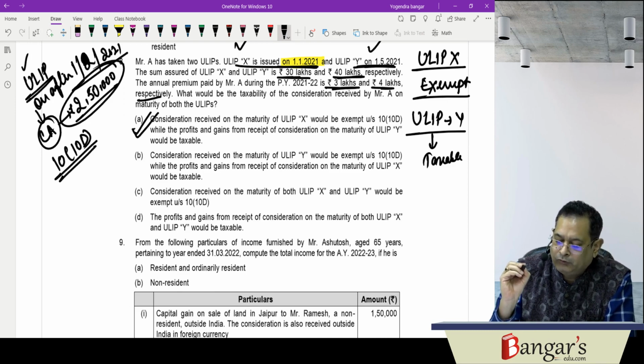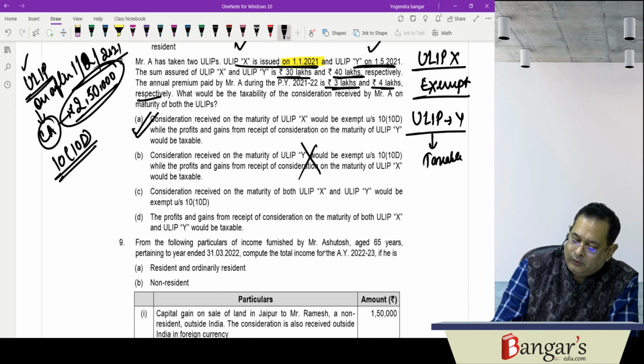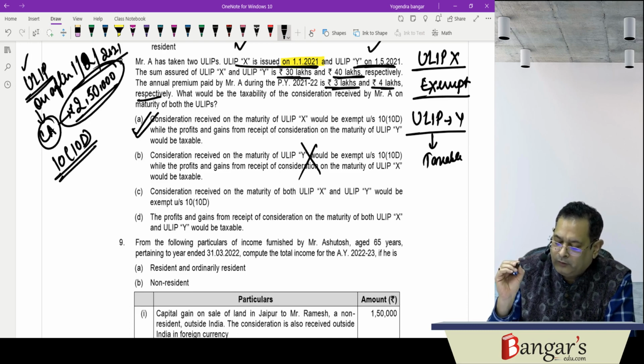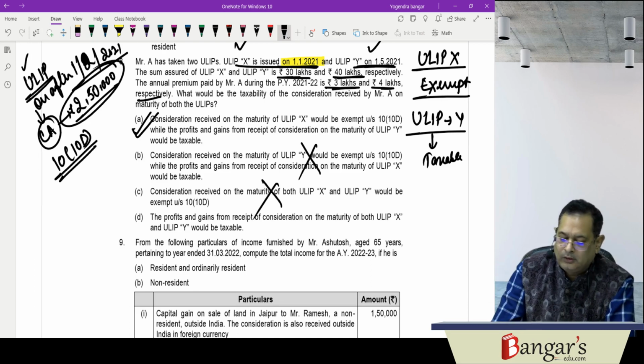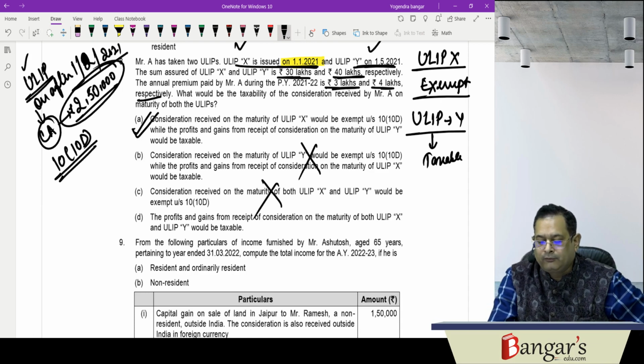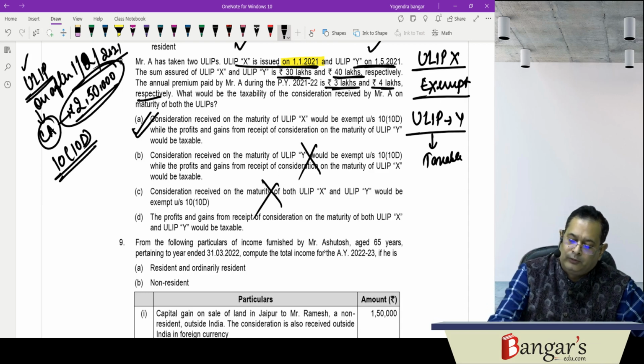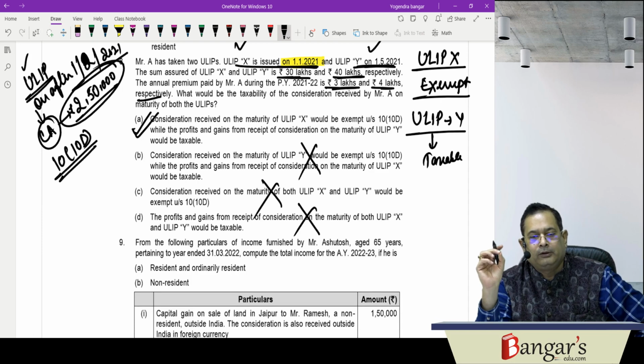Consideration received from maturity proceeds of ULIP Y would be exempt, that is wrong. Consideration received on maturity of both the ULIPs would be exempt, that is also wrong. And profits and gains arising from receipt of consideration on maturity of both the ULIPs would be taxable, that is wrong. So the answer will be A in this regard.